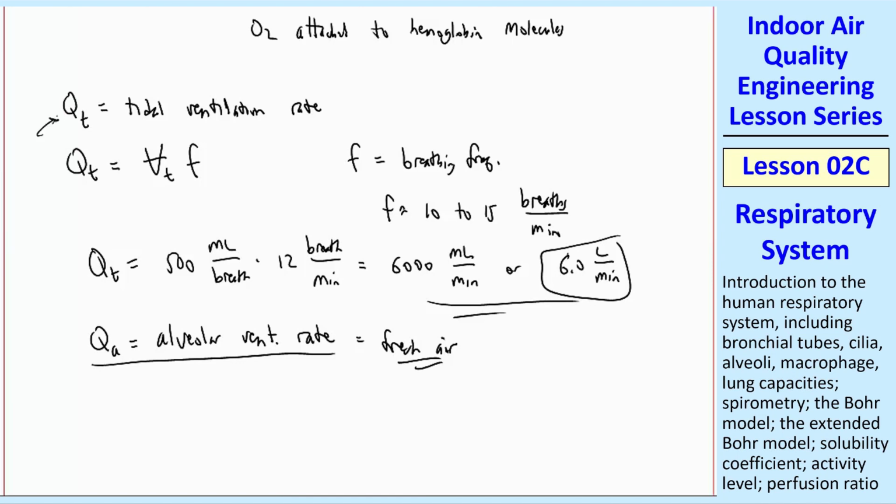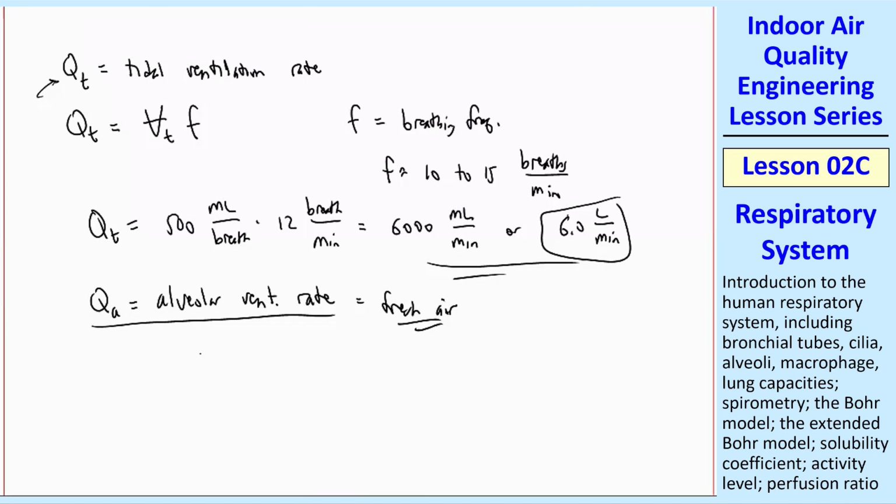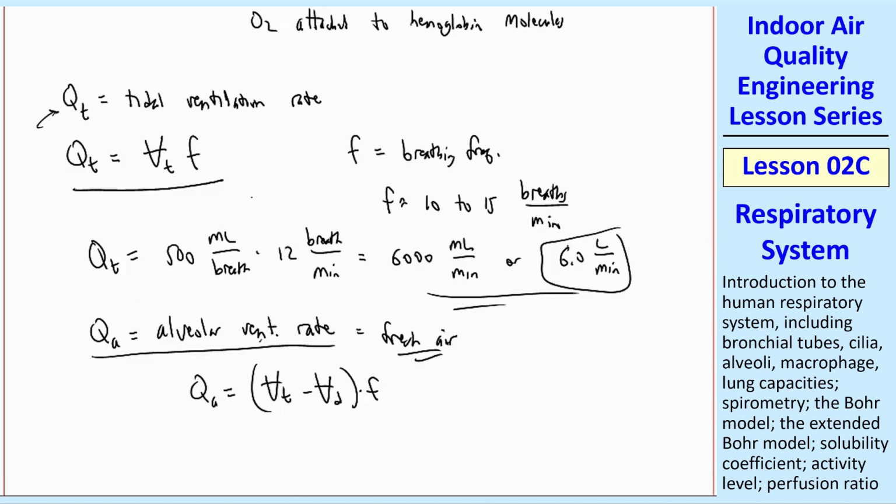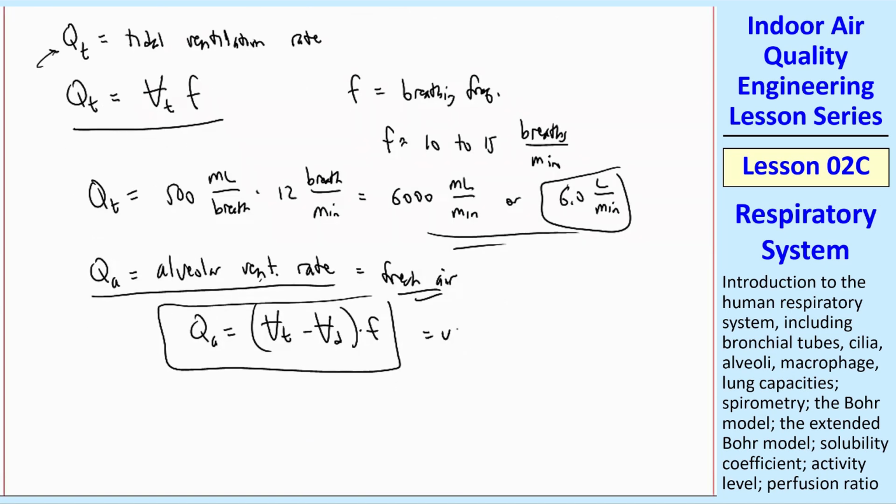So QT was just the total, but only part of that is fresh air because of anatomic dead space. So we can say that QA is the tidal volume minus this anatomic dead space volume times F. Instead of just VT times F, we have (VT minus VD) times F. So this is the useful flow rate of air into the lungs.